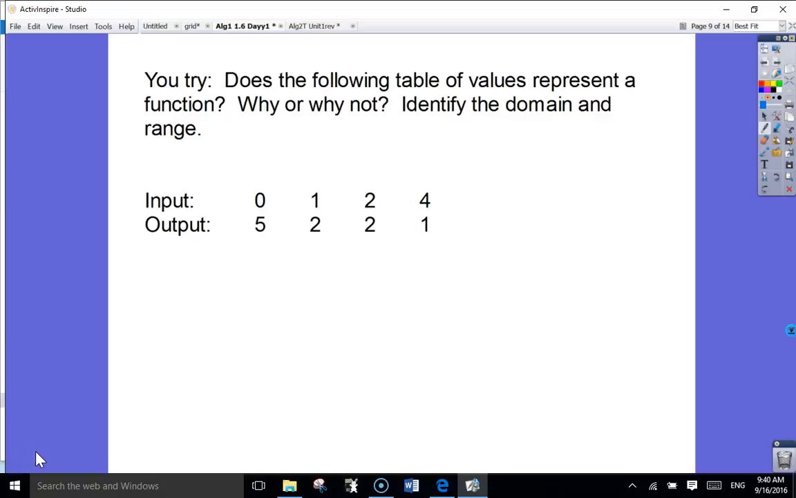That's okay. That's what this is right here, right? Both 1 goes to 2 and 2 goes to 2, but they're going to one number. They're not going to two different numbers. So this is okay. So you've got to say, this is a function, because no repeated inputs.